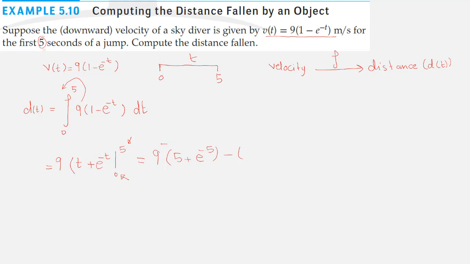minus 0 plus e to the 0, and this part will give us 1. So 5 minus 1 is 4 plus e raised to minus 5. We can evaluate this using the calculator to get the distance. Or in general, you can say that this is the distance in meters.